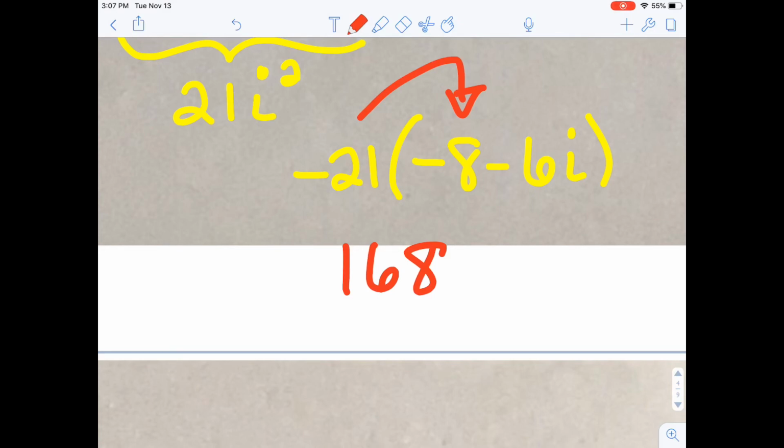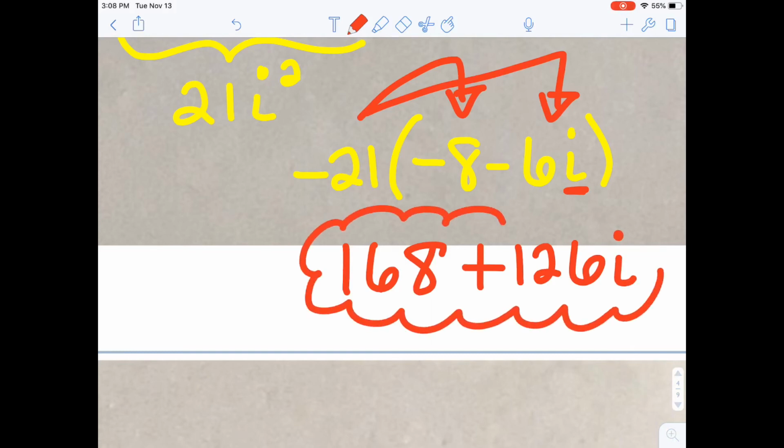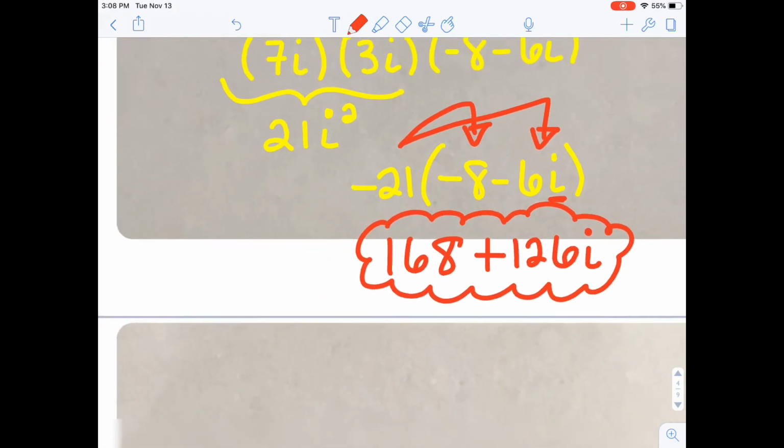And then one more time, we need to multiply negative 21 times negative 6. It's going to give me a positive number. It gives me 126. Don't forget about the little i here. We have our real component and our imaginary component, so we have a complex number.